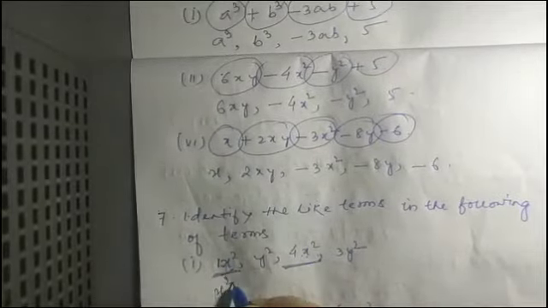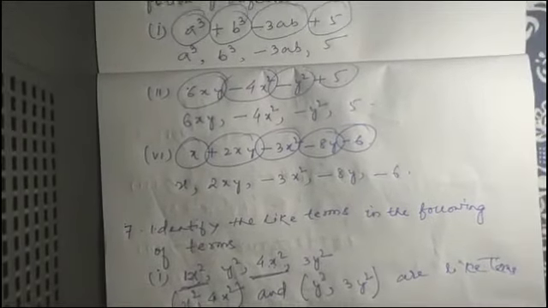So x square comma 4x square, this is one set of like terms. Okay, and another one is y square comma 3y square, these are also like terms. Done. In this way, let's see the next question.